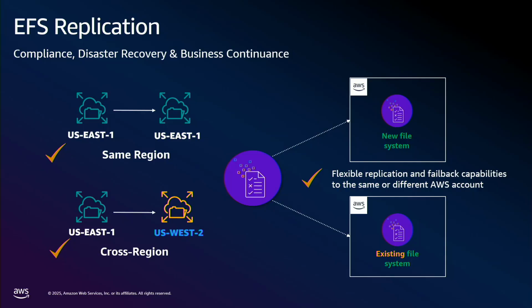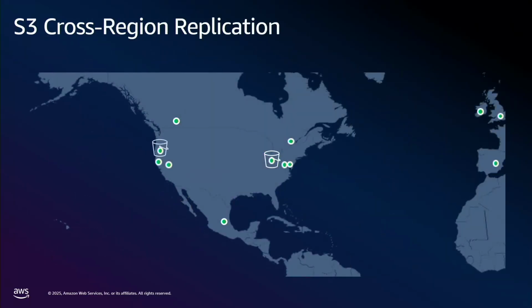EFS has really straightforward replication. A couple of clicks to set up in the console. You can replicate a file system to another one in the same account, same region, different account, different region, doesn't matter. Monitor it with CloudWatch. S3 is similar, but even more flexible. Here you're creating replication rules. You're saying if an object lands in this bucket and meets this criteria, I want to replicate it to this other bucket immediately. And that bucket could be in a different account, different region.